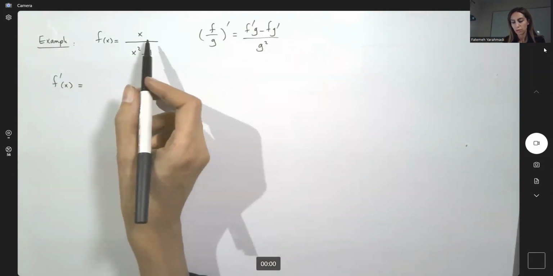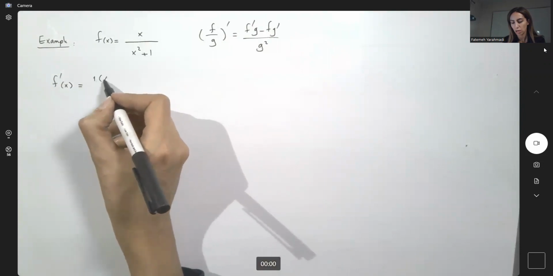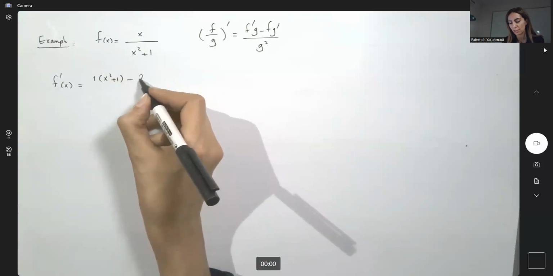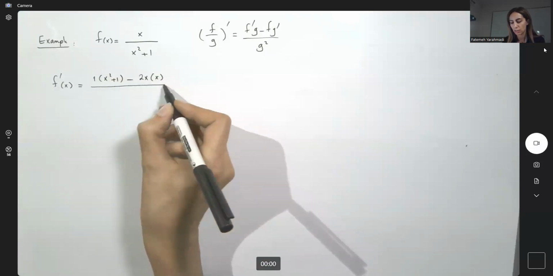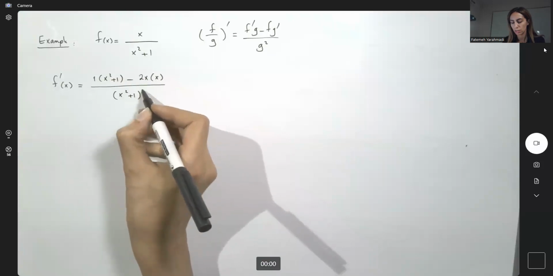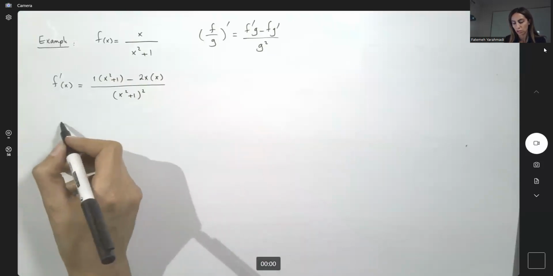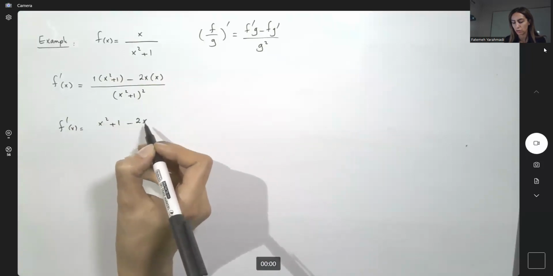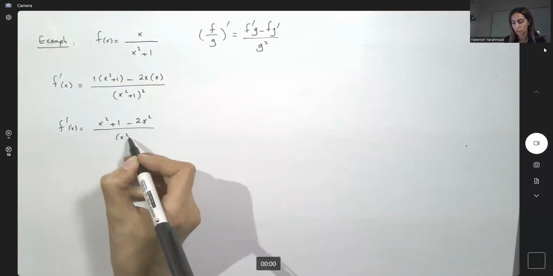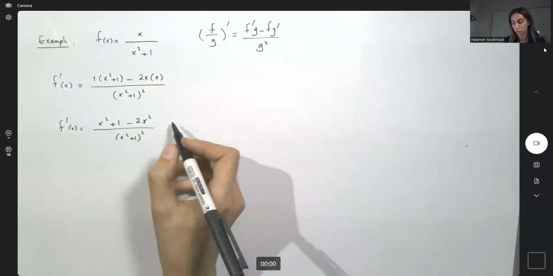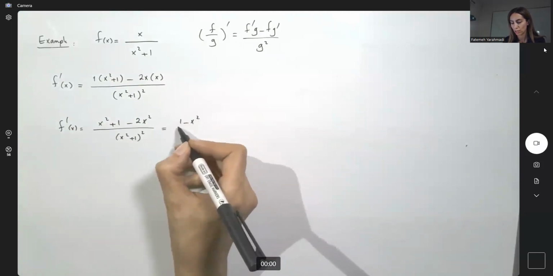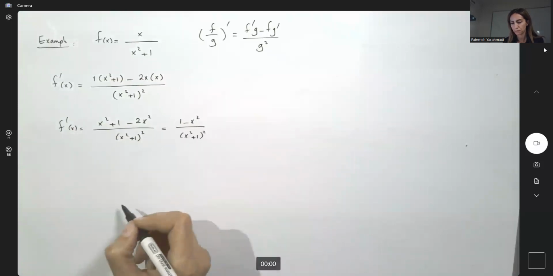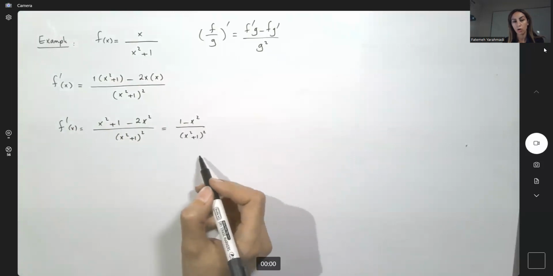So the derivative of this function is the derivative of x, which is 1, times x squared plus 1, minus the derivative of x squared plus 1, which is 2x, times x, divided by x squared plus 1 to the second power. So the derivative of the function is basically x squared plus 1 minus 2x squared divided by x squared plus 1 to the second power, which is 1 minus x squared divided by x squared plus 1 to the second power. So the denominator is always positive.